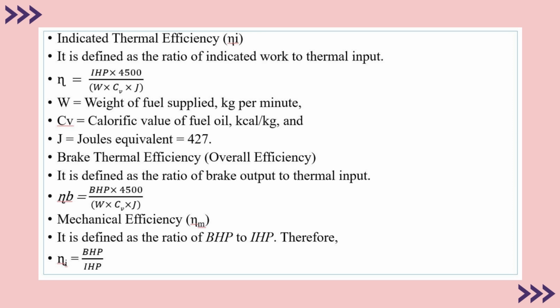So mechanical efficiency is the ratio of brake horsepower to the indicated horsepower, because indicated horsepower is the power that should be available there, and brake horsepower is the power that we are actually getting. So the actual power upon the power that was expected to be there. So it is the mechanical efficiency.